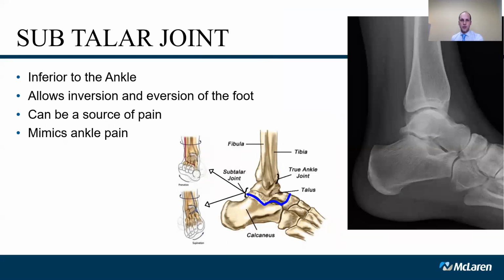There's another joint in the rear foot just underneath the ankle joint. This is underneath the talus bone, this bone here in the central foot on the x-ray. It's called the subtalar joint. This allows for frontal plane motion of the foot. And I only bring it up because it can mimic ankle pain and be a source of what feels like ankle pain, but in a completely separate articular surface, a completely separate joint.